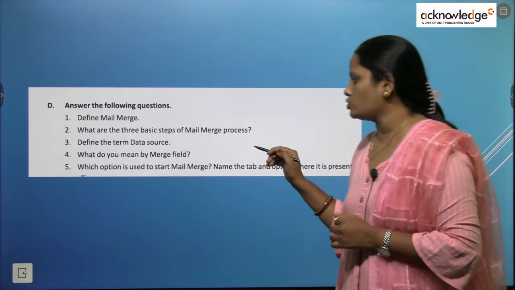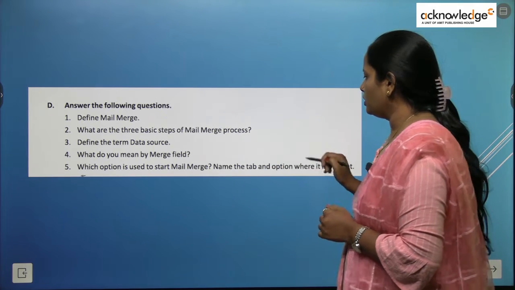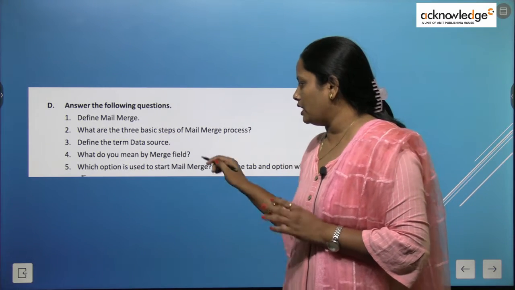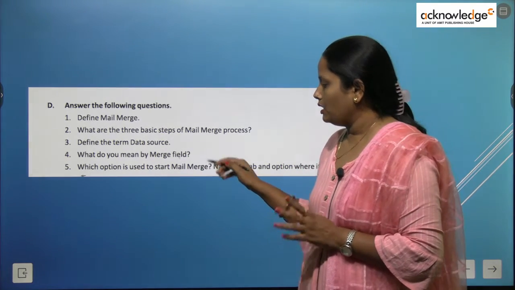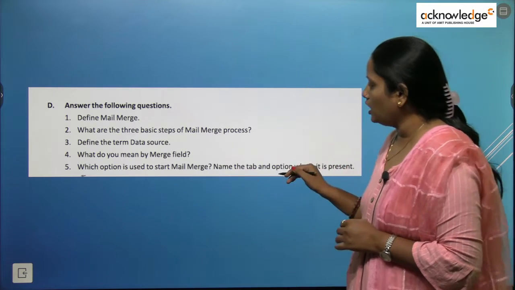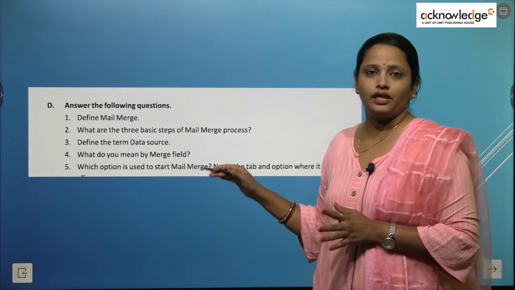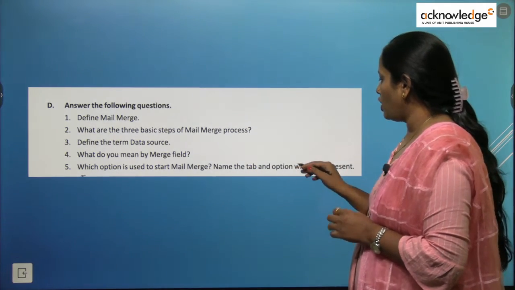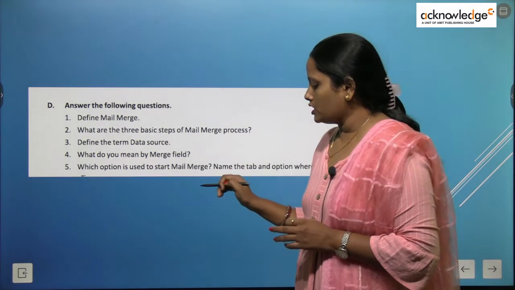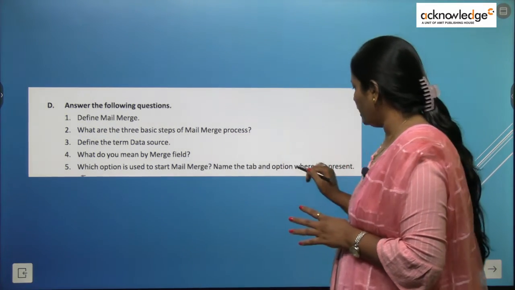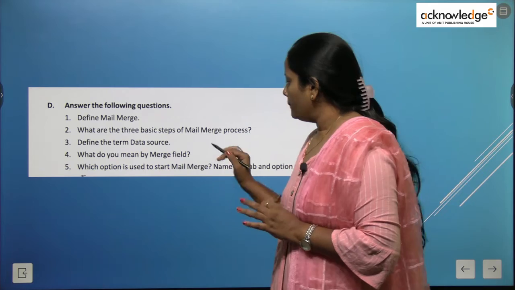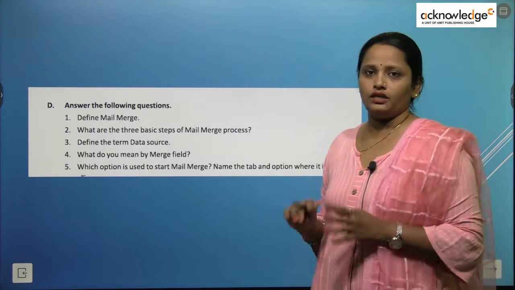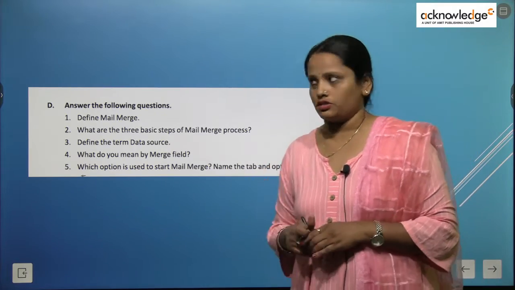Which option is used to start mail merge, and name the tab and group where it is present? So to start the mail merge, we have to go to the mailings tab, and from there we have to select the start mail merge option. It is present in the mailings tab. So from there we have to select it, and we can start mail merge.